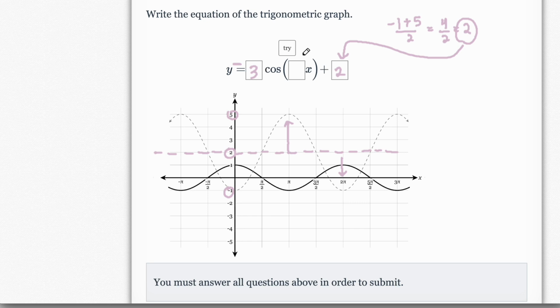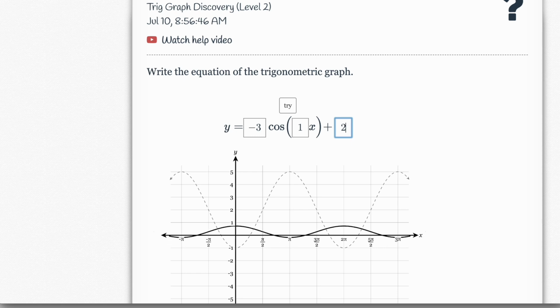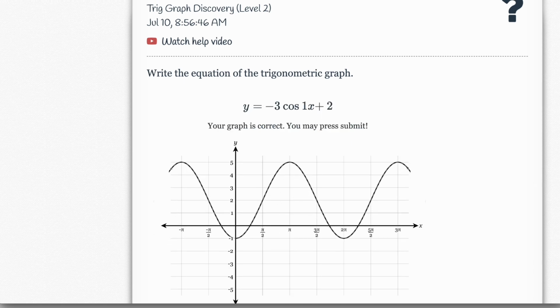The last thing we're going to check is the period. So this starts down here, it goes up and then back down. This is the new starting point, and that happens every 2 pi, which is what it's supposed to do. So it's going to be a 1. If that number was not 2 pi, say if it's another number, then you would set the formula equal to that number to figure out what b needs to be. So our answer should be -3 and then a +2. And let's see. And that was correct.